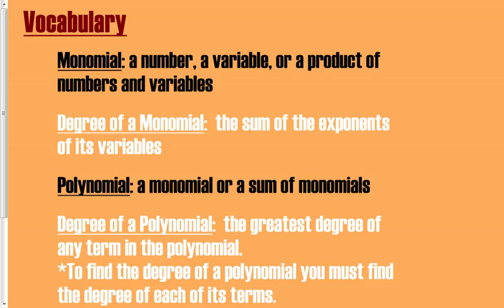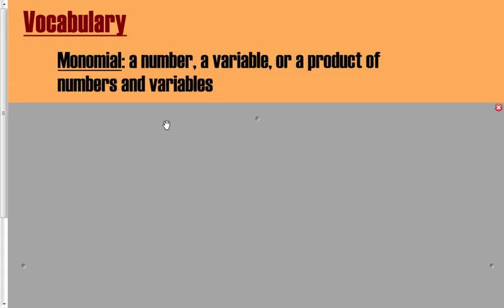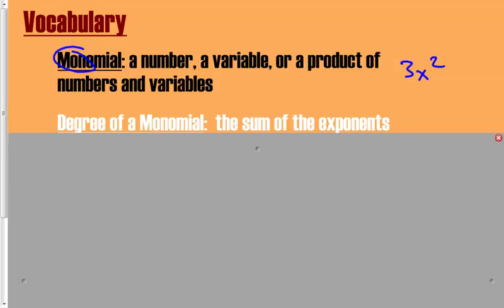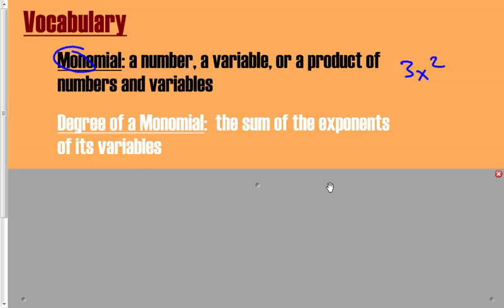So let's start off with a couple vocabulary terms. We'll do one at a time here. A monomial. A monomial is a number, a variable, or a product of numbers and variables. So here's an example. 3x squared. It's all together as one thing. That's what makes it a monomial. All right? And you can probably guess when we get to polynomials, we're going to have more of those added together. Degree of a monomial is the sum of the exponents and its variables.